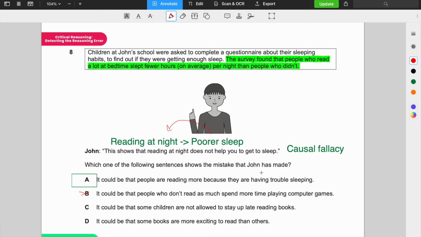So C is not pointing out the mistake John has made, it's almost implicitly supporting what he's said. D, it could be that some books are more exciting to read than others. Again, it's not really pointing out the mistake, it's almost implying that John is correct because, hey, maybe these books are so riveting that kids can't fall asleep and therefore reading at nighttime does disturb sleep. So D does not point out John's mistake. You have to make sure that you're pointing out the mistake he has made.